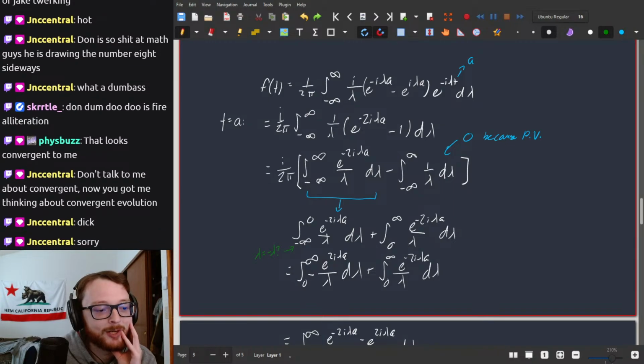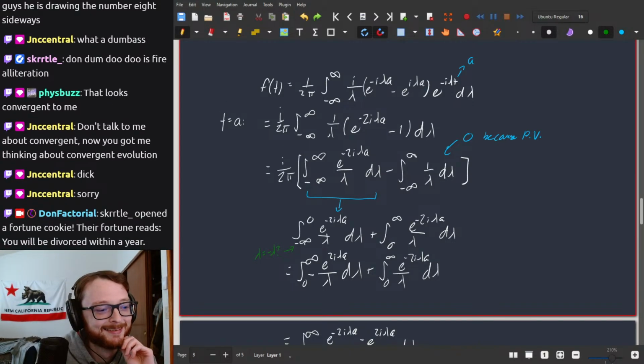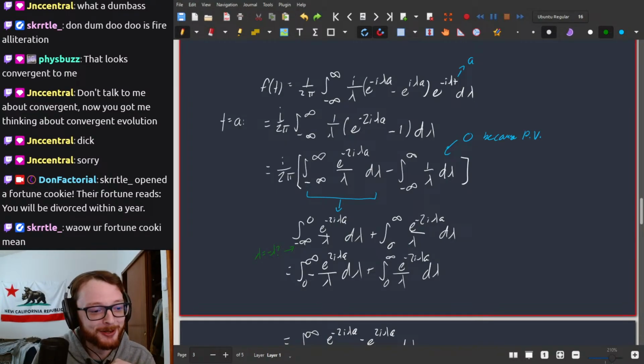Don't talk to me about convergent. It got me thinking about convergent evolution, dick. Sorry. Convergent evolution? I haven't heard of that. You will be divorced within a year? Wow, that's a brutal fortune cookie.